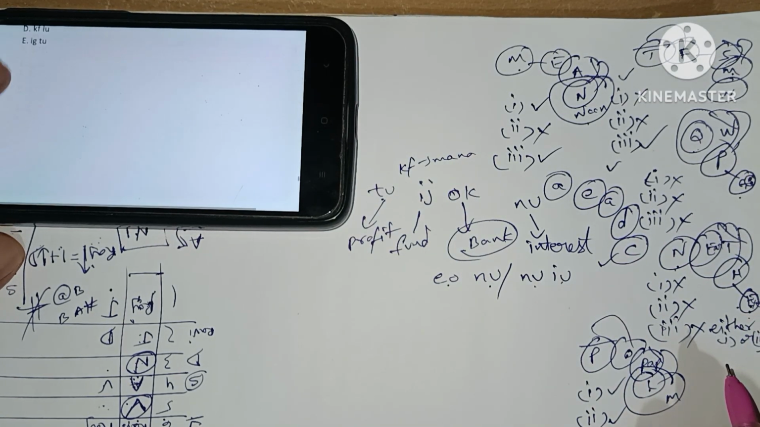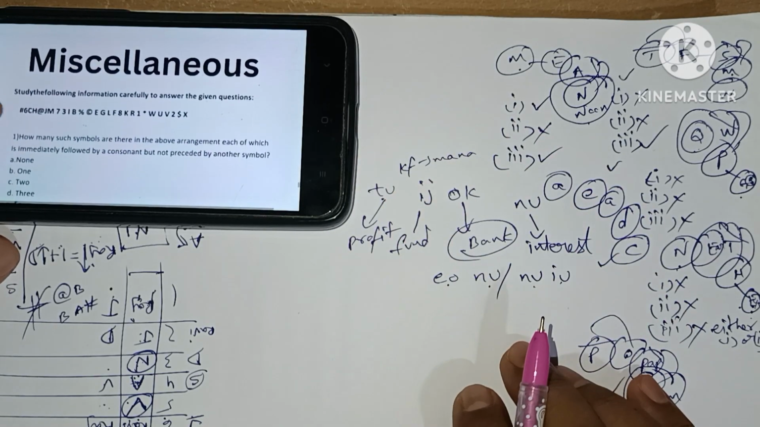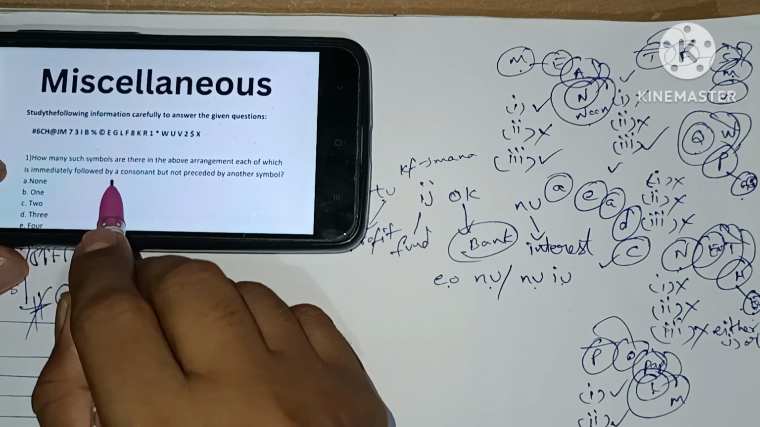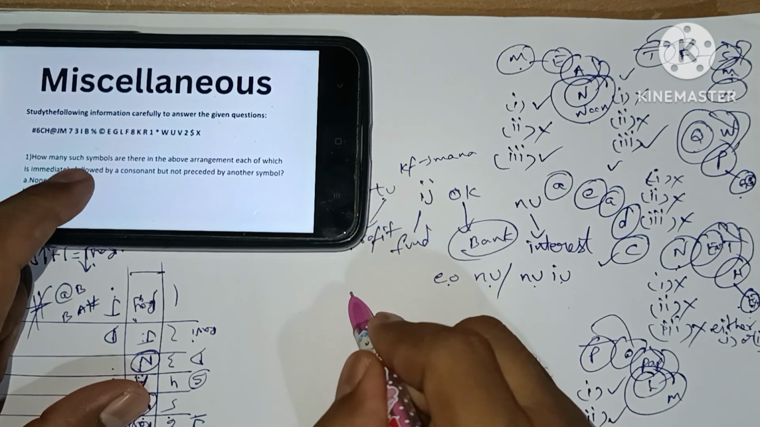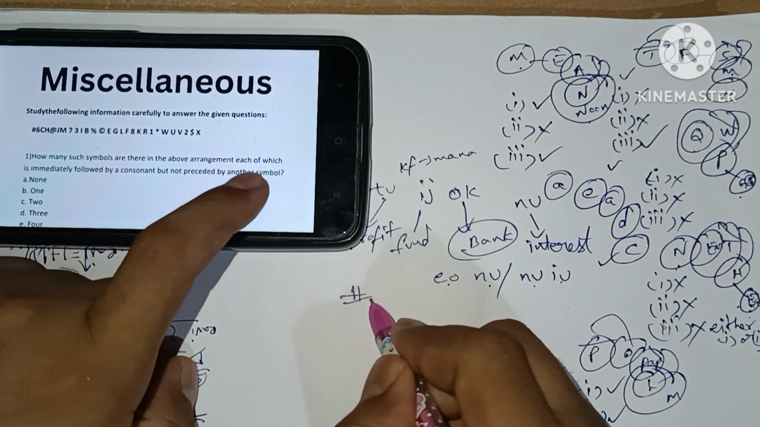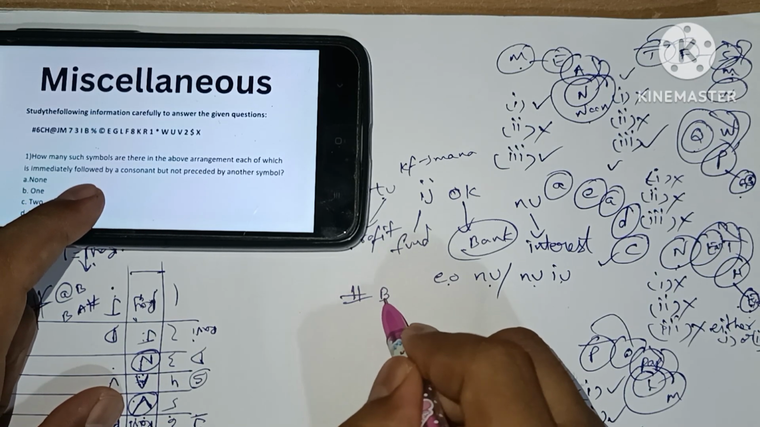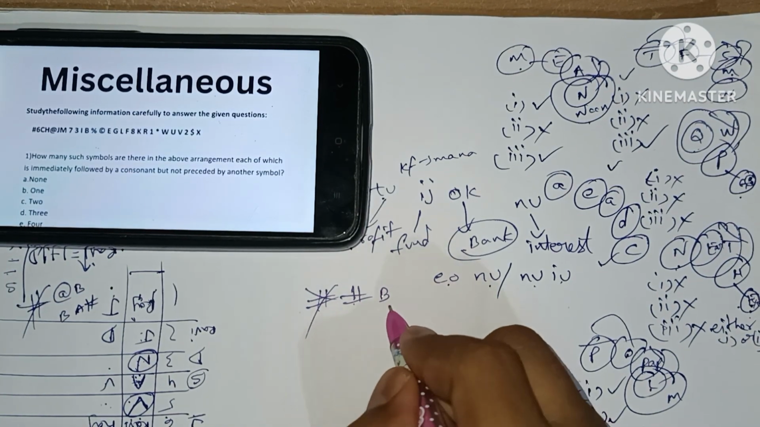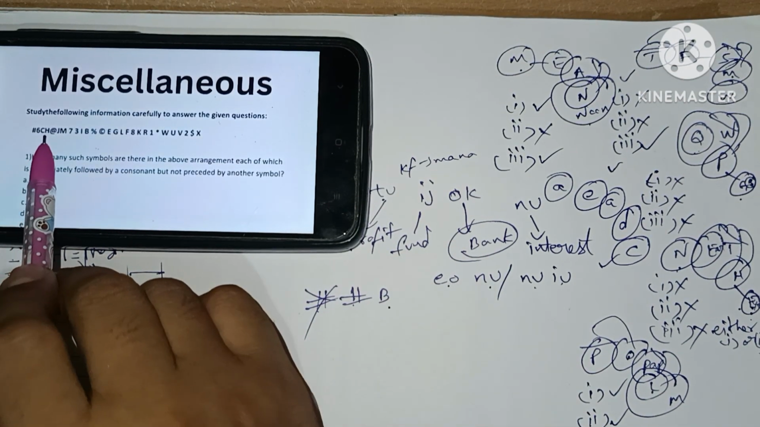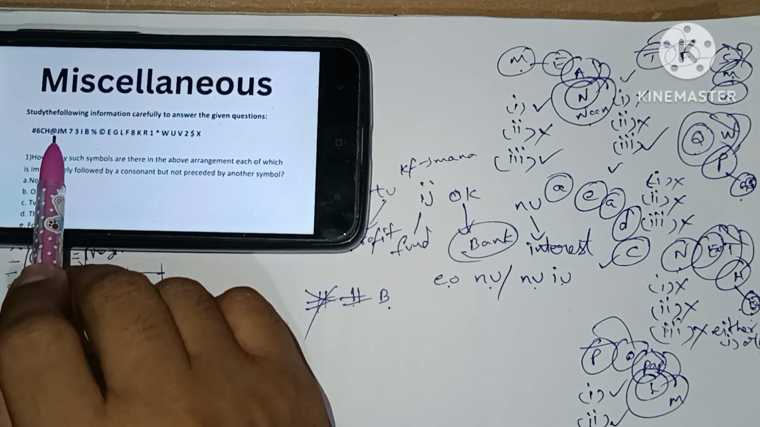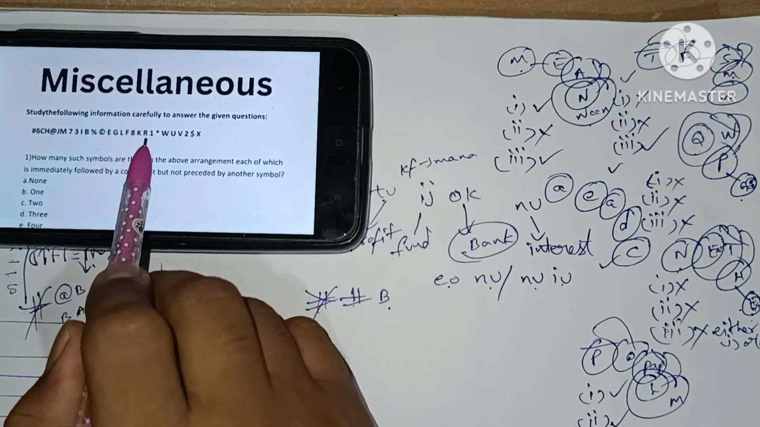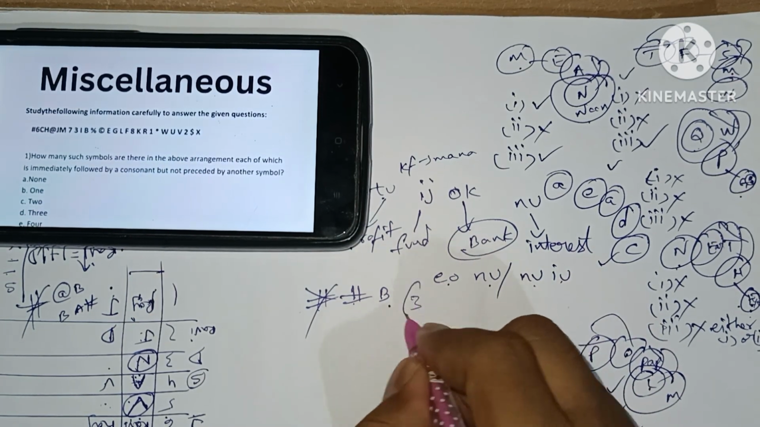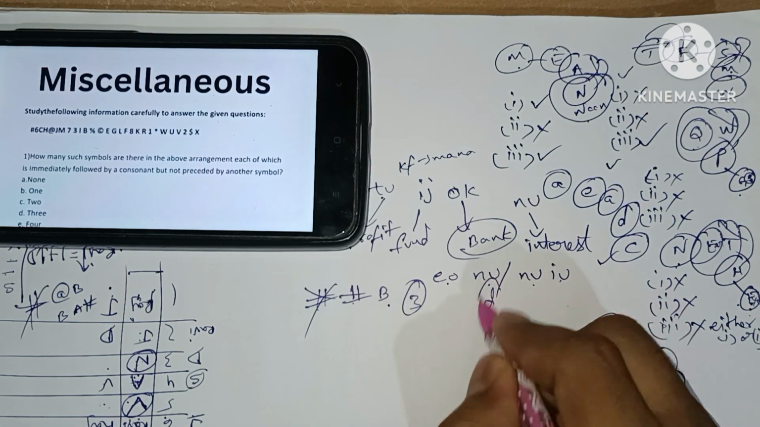Next one. We're going to see miscellaneous questions of reasoning. How many such symbols are there in the above arrangement, each of which is immediately followed by a consonant but not preceded by a symbol? Okay, symbol, immediate next one must be consonant. Symbol, immediate next one is consonant, 1. Symbol, next one is consonant, 2. 3. So we got a 3. Option D is the answer.